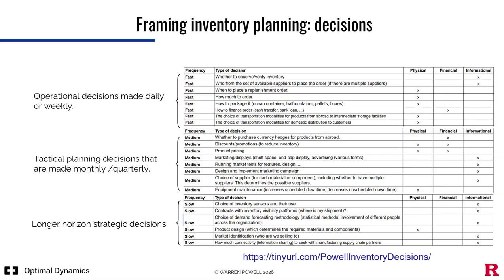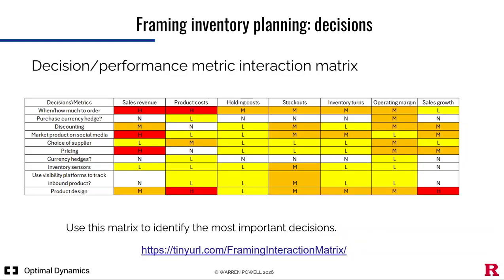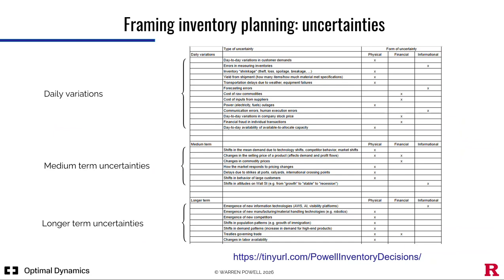Now, decisions. So I have another URL, tinyurl.com, PAL Inventory Decisions. You can download the spreadsheet. I have about 20 different types of decisions made on all different timescales that impact physical, financial, and informational resources. Once again, I can't deal with all of these decisions. I want to use my interaction matrix to identify the ones that have the highest impact on the most important metrics. And then uncertainties. Again, we have uncertainties working at very different time scales.